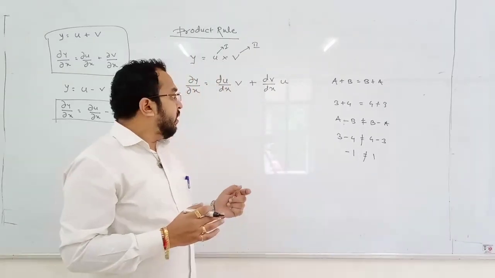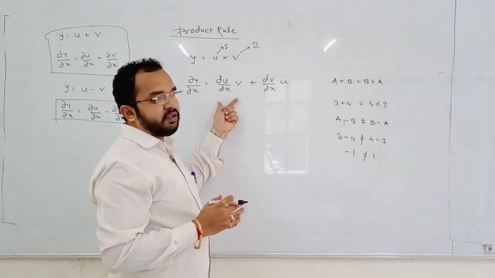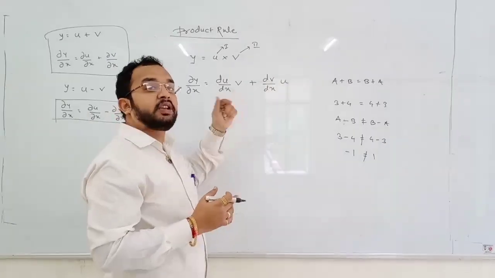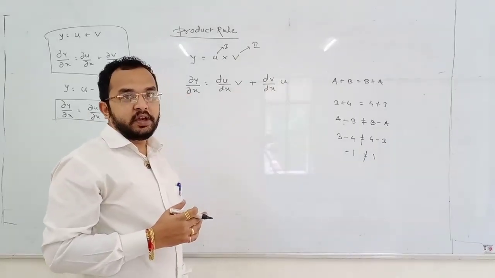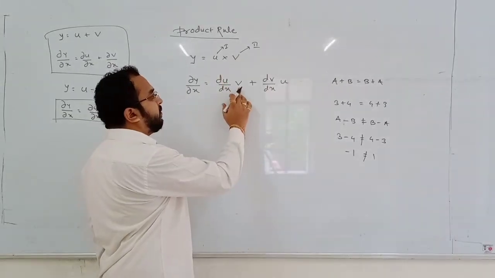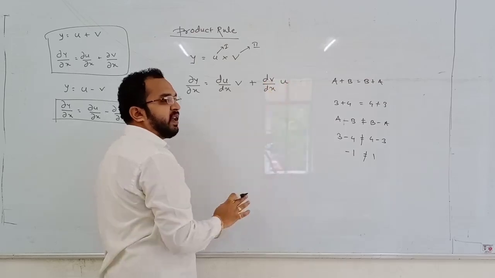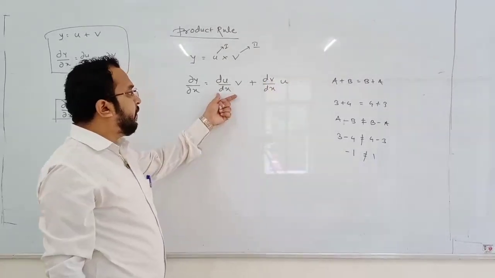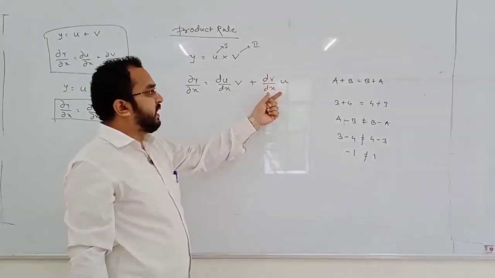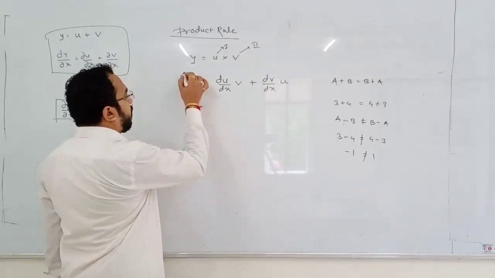So for simplicity, if we always differentiate the first term first, then there also it will be the first term first. So to remove confusion we can say here: differentiation of first term into second term as it is, plus differentiation of second term into first term as it is. Okay, this is the product rule.